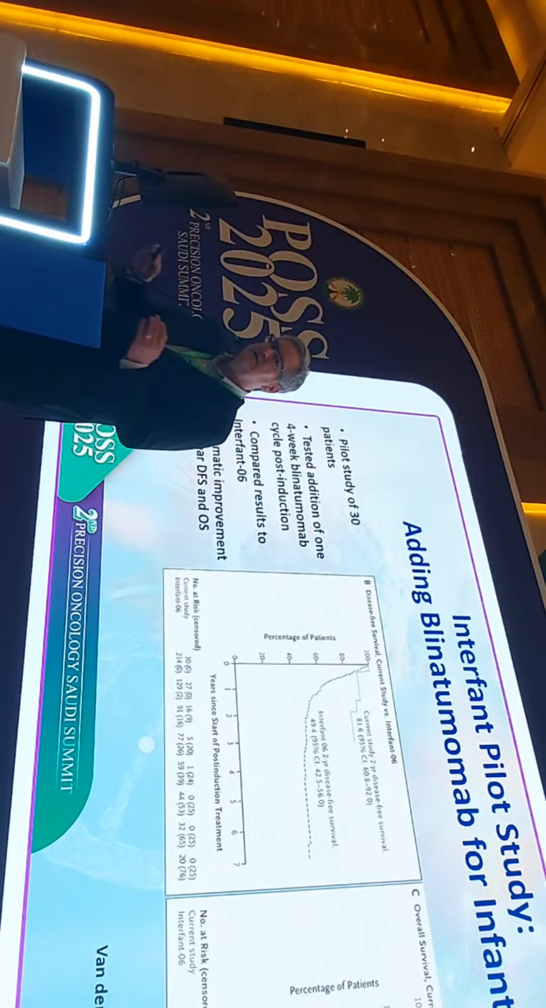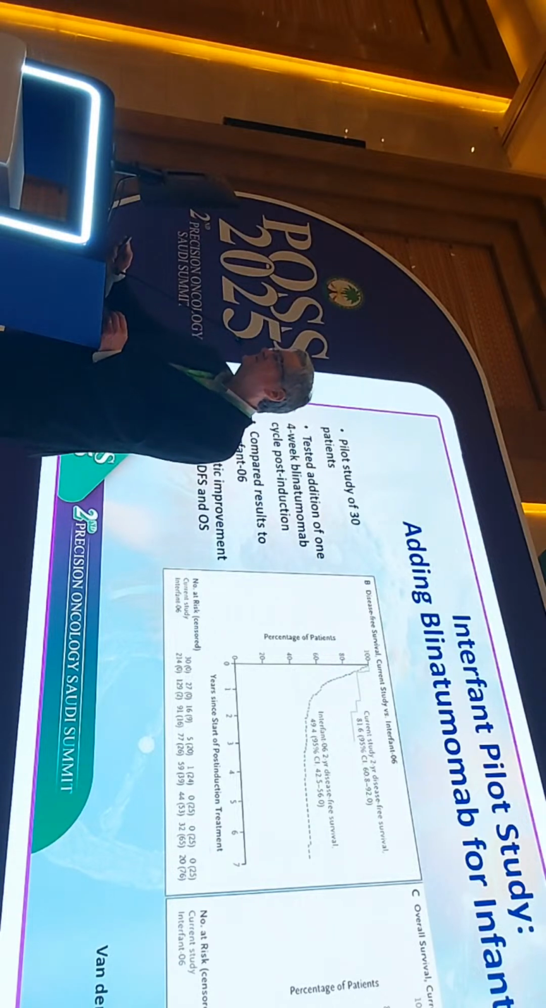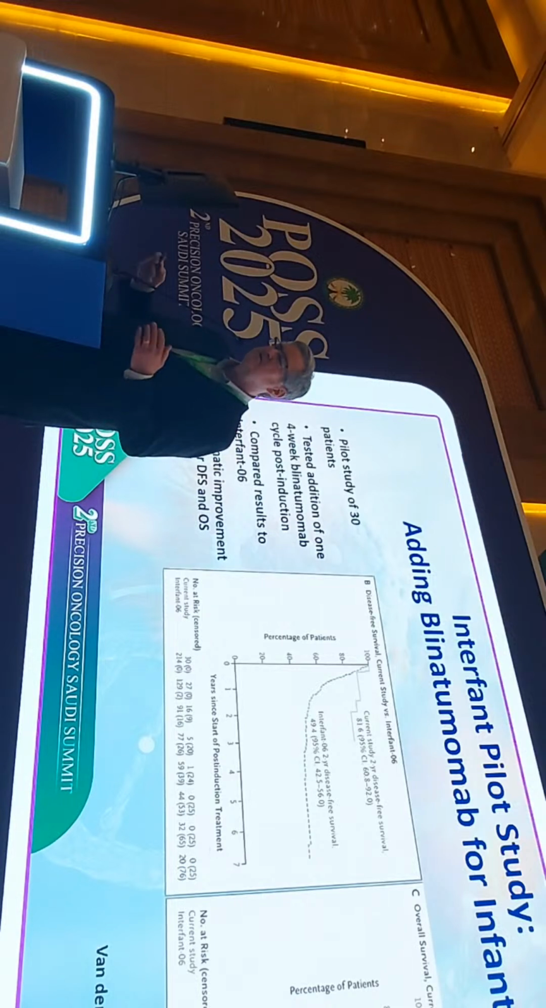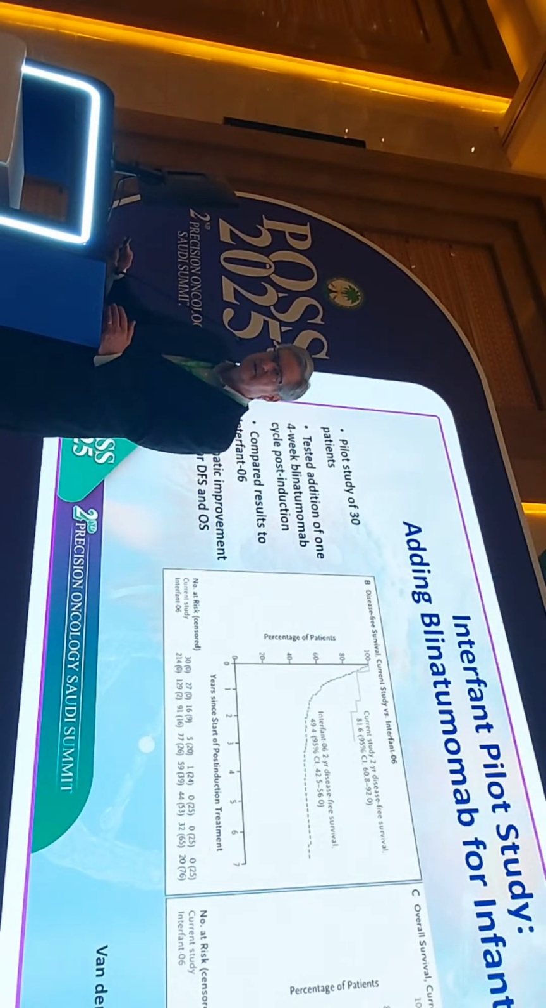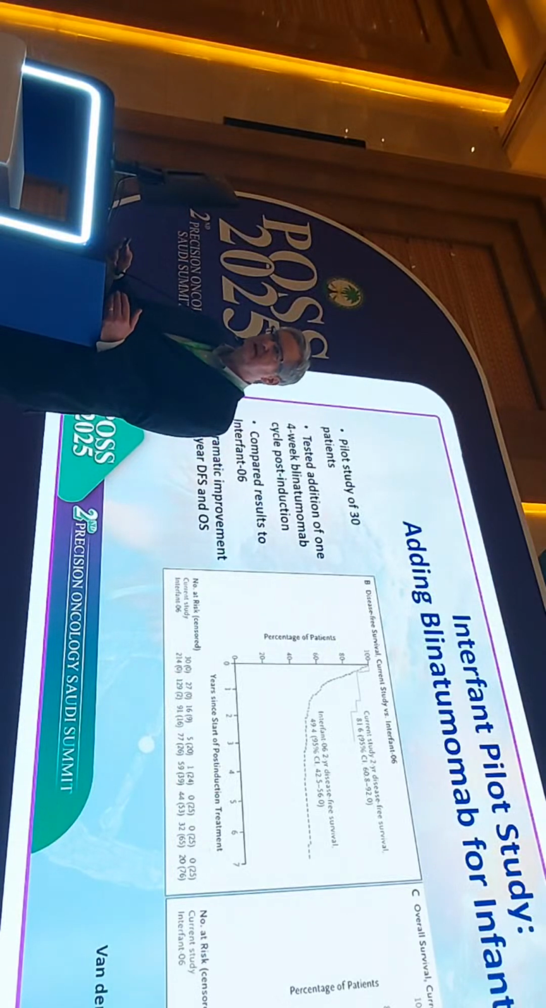However, as you can see, they compared the results to matched controls from the prior trial, and you can see that the blinatumomab led to significant improvements in disease-free survival at 2 years, 82% versus 49%, and overall survival 93% versus 66%. So these results really changed how infant ALL was treated. Now blinatumomab is included, and the investigators decided not to conduct a randomized trial with these results, but rather to include blinatumomab for all patients in the current trial.